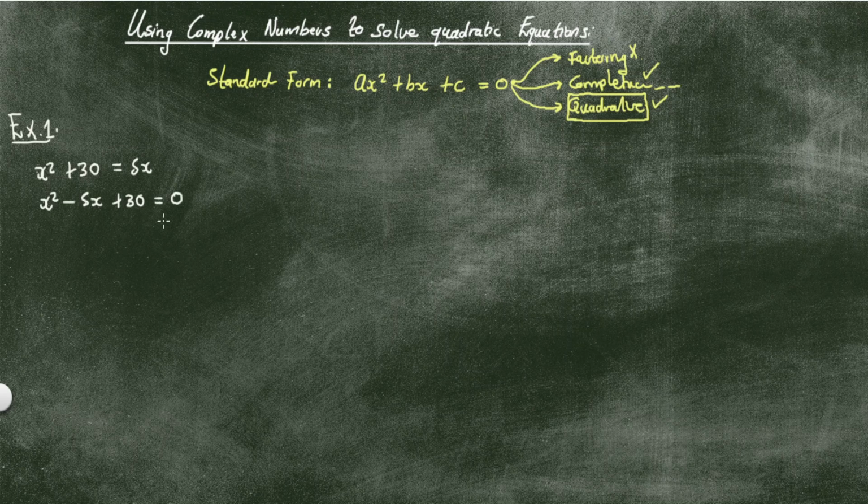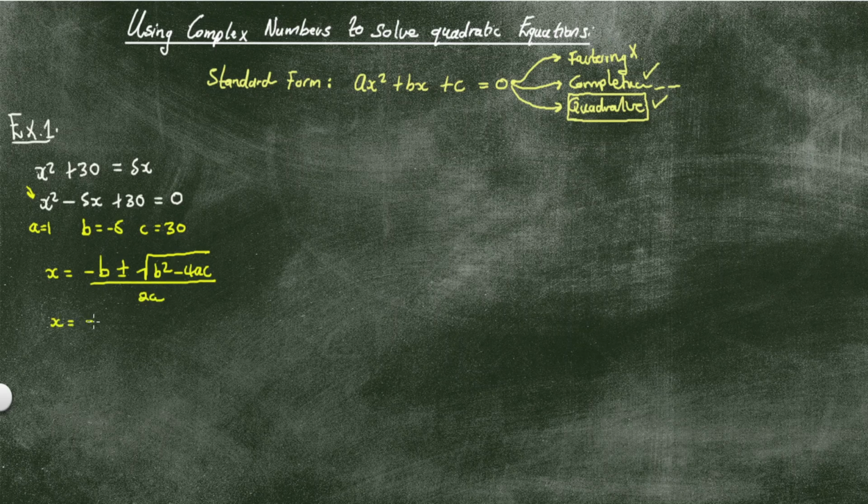All right? You may try factorizing this or try using the factoring method. It won't work. Now, I have my equation in standard form. I have a as being equal to 1. I have b as being equal to minus 5. And I also have c as 30. Now, I'm going to substitute a, b, c into the quadratic formula to get my x value. This is the quadratic formula, minus b plus minus the square root of b squared minus 4ac over 2a.